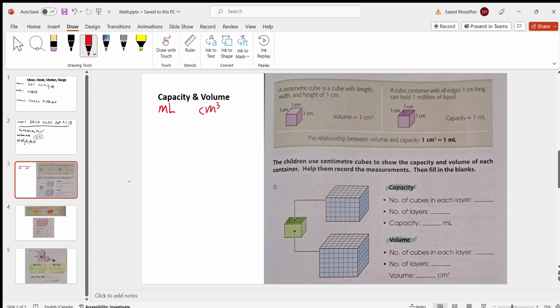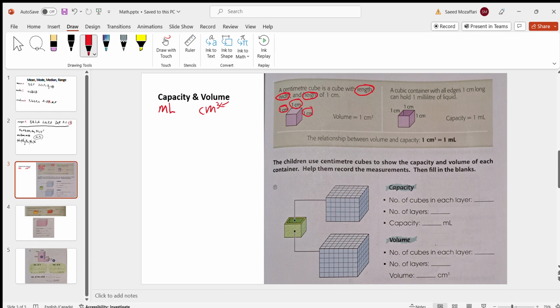So you might ask, why is there a tree on top of the centimeters? This tree is really important because it refers to the three dimensions. Now we're gonna read here to see what the three dimensions are. A centimeter cube is a cube with length, width, height of 1 centimeter. So the three dimensions are length, width, and height.